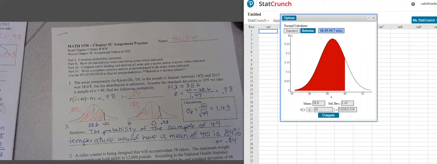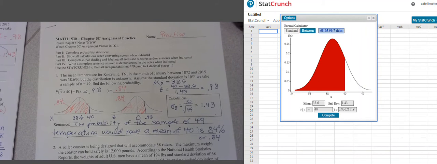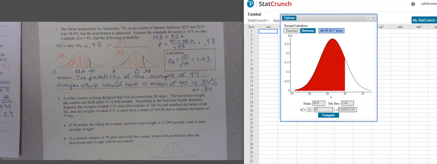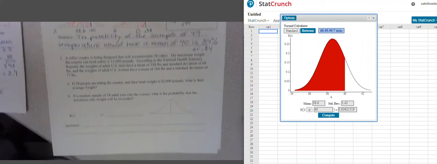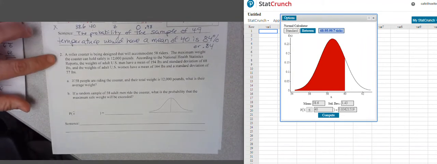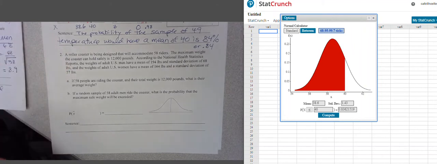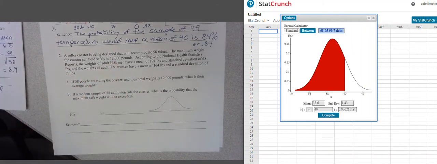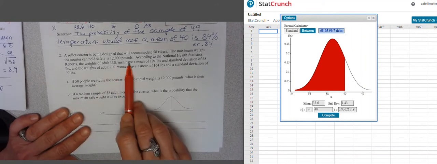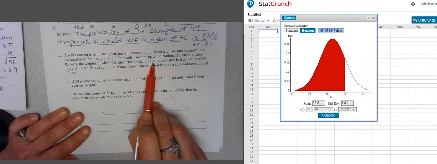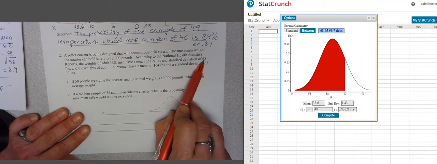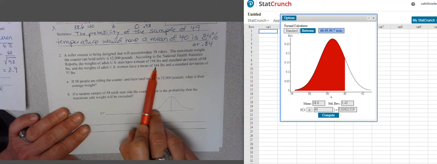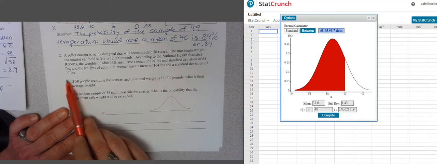Going to the next problem, this one has to do with a roller coaster. A roller coaster is being designed that will accommodate 58 riders. The maximum weight the roller coaster can hold safely is 12,000 pounds. According to National Health Statistic reports, the weight of U.S. adult men averages 194 pounds with a standard deviation of 68, and the weights of U.S. adult women have a mean of 164 pounds with a standard deviation of 77.